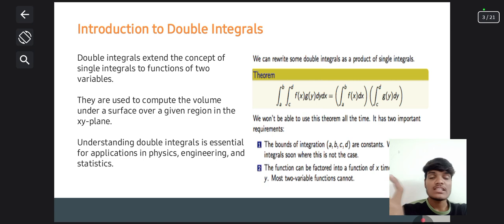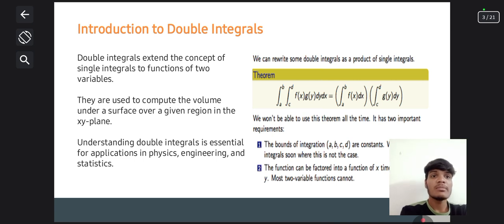First, what are double integrals? Double integrals extend the concept of single integrals to functions of two variables. A function which consists of two variables is integrated with a double integral, and they are used to compute the volume under a surface over a given region in the xy plane. When we want to find the volume under a surface, we use double integrals. Understanding double integrals is essential for applications in physics, engineering, statistics, and many other subjects.